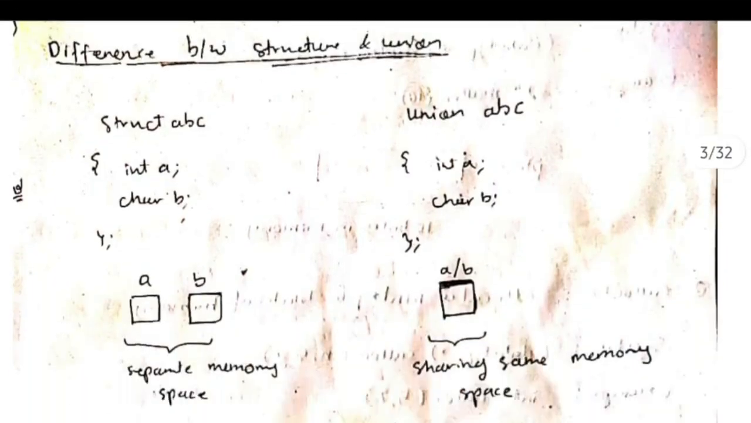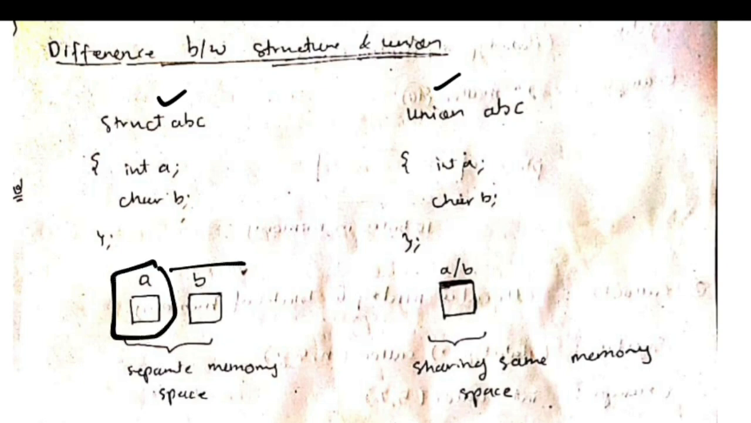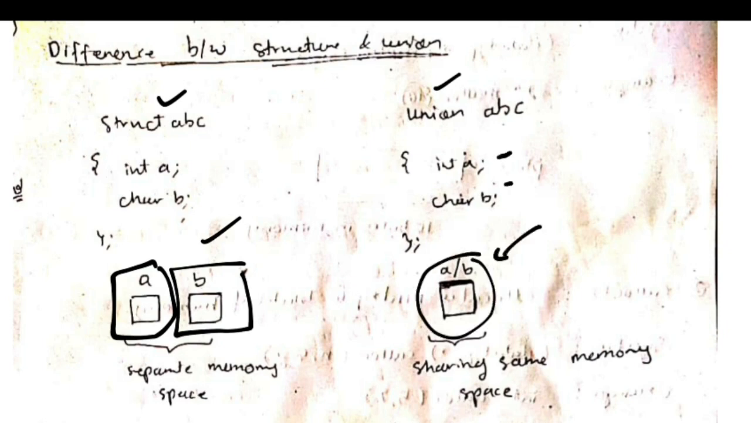What's the difference between a structure and a union? The syntax is the same for both, but in the memory allocation, a structure has different spaces for the variables used, whereas in a union you have the same memory allocation for all of them, and at a time you can store either integer a or char b.